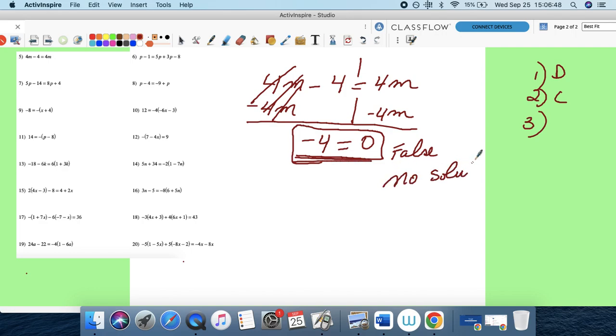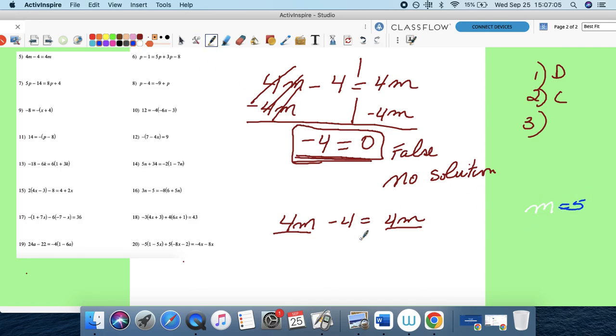And what do I mean by that? Well, let's go back to the original equation. This is 4m minus 4, and the other side is 4m. Notice that they're very similar. This 4m is the same as this 4m. Let me pick a number, and let's say m equals 5.